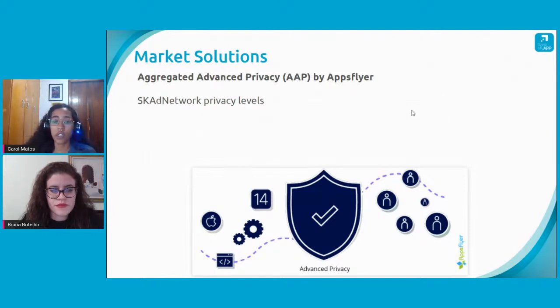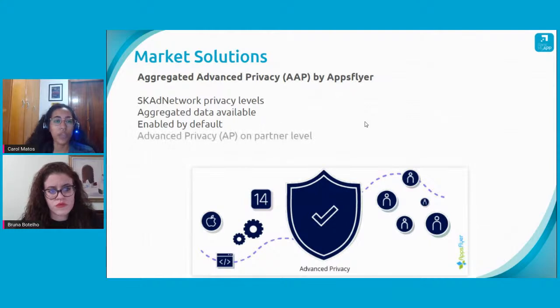The good part of this feature is that it won't affect our attribution or the availability of our aggregated data. It just changes the information we receive from each conversion. The AAP disables some of the fields of the raw data reports, and will affect data from some of AppsFlyer's tools. But here, the most important affected feature is the receipt of the postbacks from the ad networks, and I will get there soon.